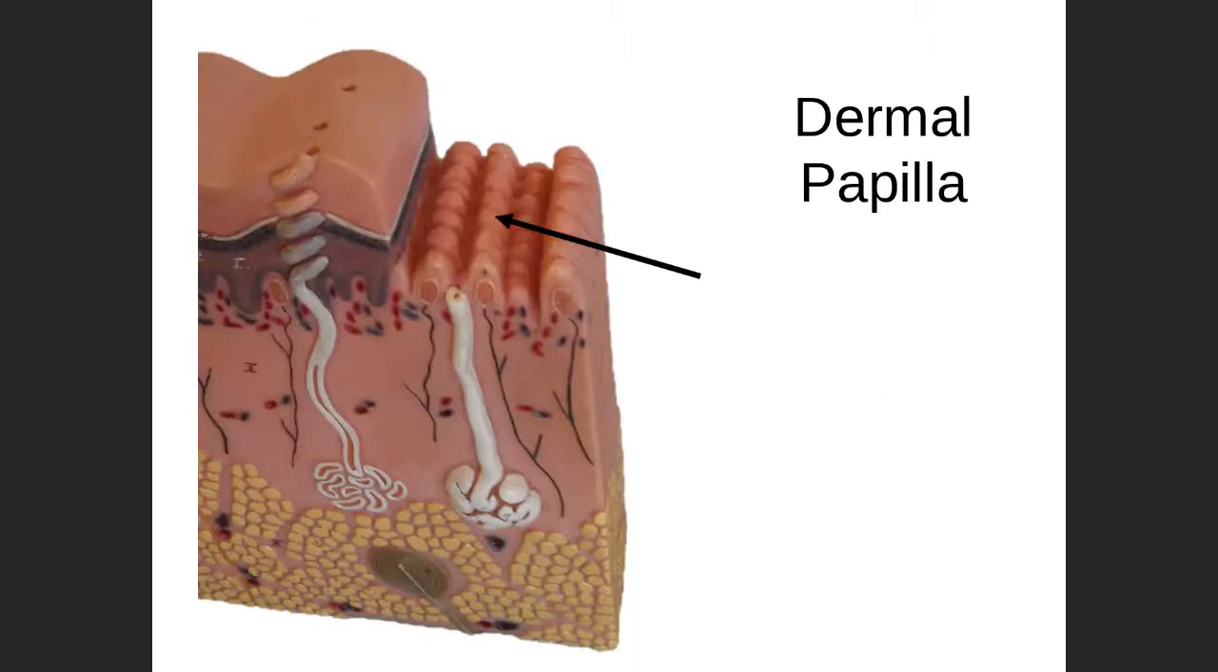Think of this similar to the stalagmites and stalactites. You've got these bumps coming down from the epidermis, and from the papillary layer of the dermis, you have these bumps going up. They interlock with one another, and that interlocking is what gives us our fingerprints. We'll talk about that in lecture.